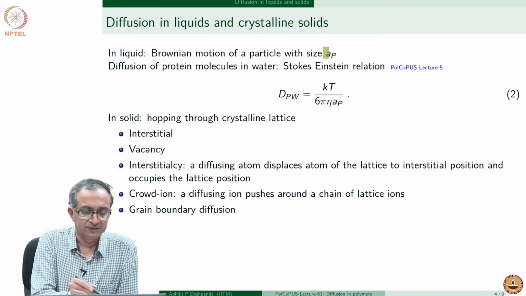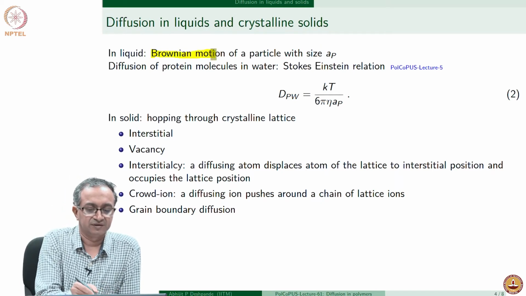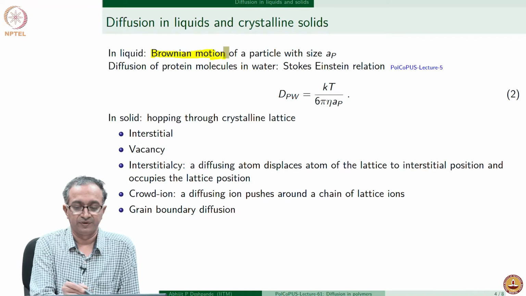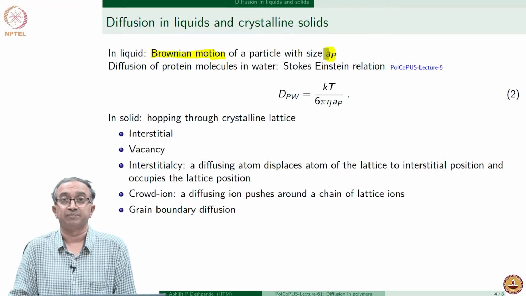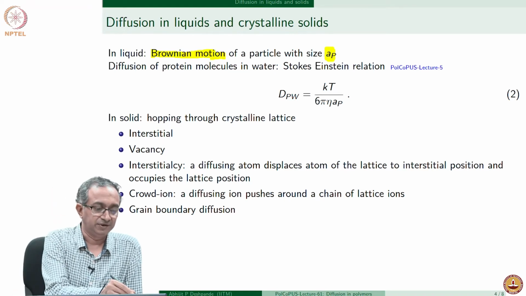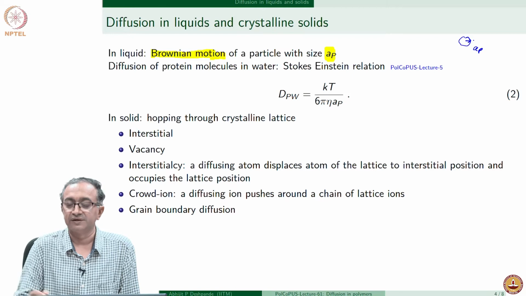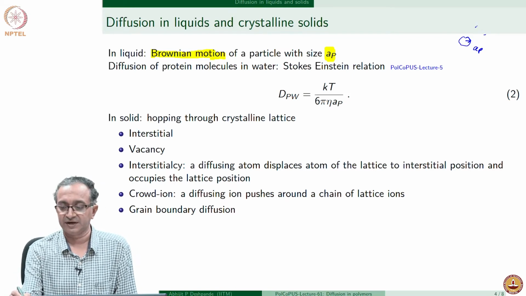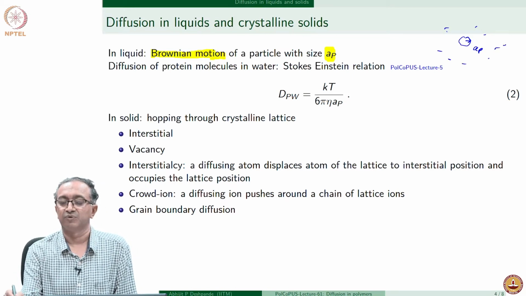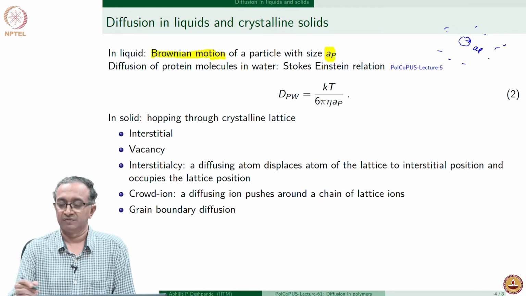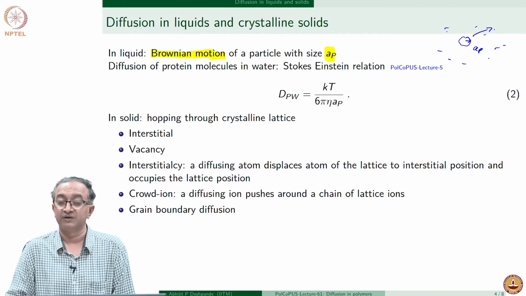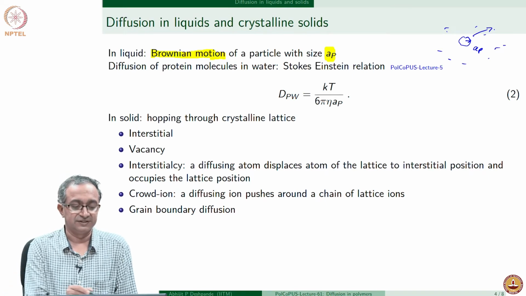So, in case of liquids, it is pretty much determined like a Brownian motion. So, we have a particle of size A_P. Let us say there is some particle with size A_P, and this is interacting with surrounding molecules, and how much it will diffuse and the rate of diffusion will depend on its diffusivity, and that is defined.